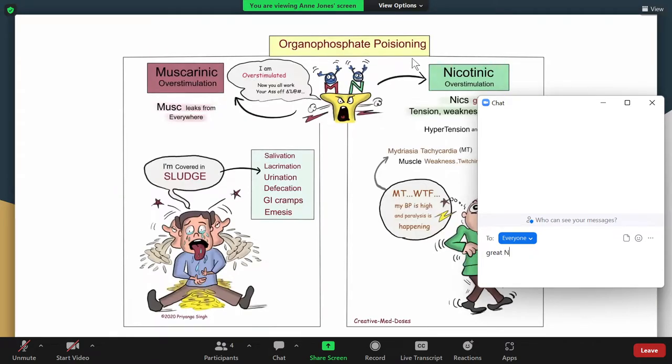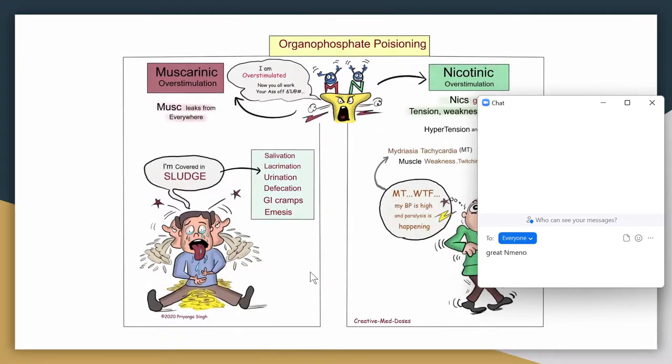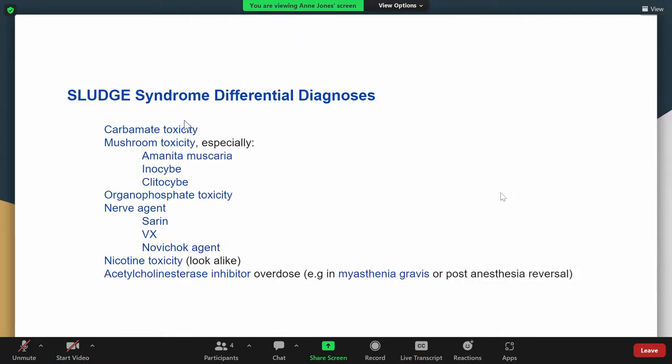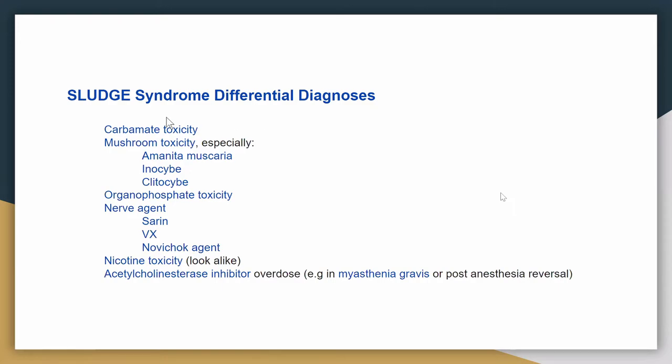So here's that depicted in an image, if you like images better: SLUDGE for the muscarinic and then nicotinic are the days of the week. It's important to remember our differential diagnoses, other things that can cause the SLUDGE symptoms. Like mushrooms, nerve agents, which are also sort of organophosphates, nicotine toxicity, and then also maybe someone has myasthenia gravis and they took a ton of their medication.